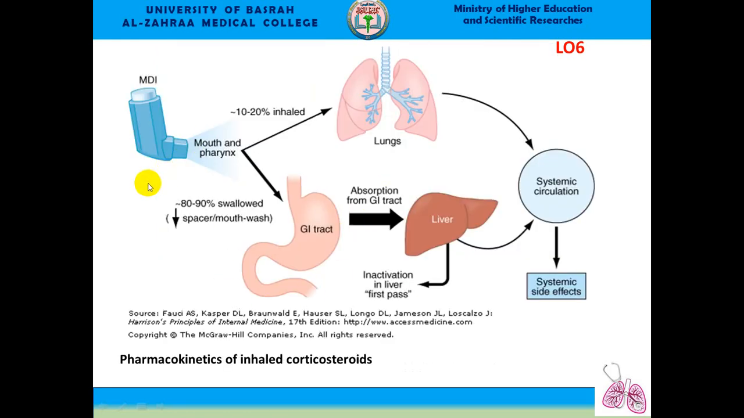This figure shows you the pharmacokinetics of inhaled corticosteroids. So this is the metered dose inhaler that contains the inhaled corticosteroid. When the patient pushes this down, the steroid will go into the lung, but unfortunately only 10 to 20% will go to the lung. The rest of the amount, that is 80 to 90%, will be swallowed and go to the gastrointestinal tract. This swallowed corticosteroid will be absorbed into the blood and go to the liver. In the liver, it will undergo first pass metabolism and inactivation, and some of it will go back into the systemic circulation, and this will result in side effects. So we need to increase the amount of inhaled steroid into the lung and reduce this amount in order to reduce systemic side effects.